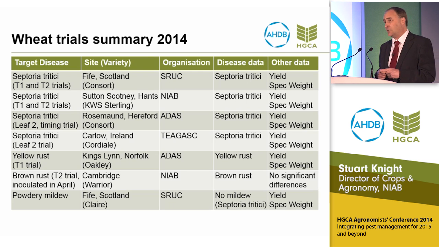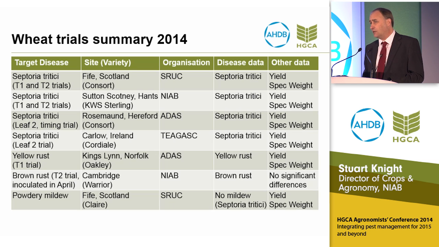And then we have a single yellow rust trial sprayed at T1 and a single brown rust trial which is sprayed at a single timing at T2. And we've taken a slightly different design for that this year. We've actually inoculated that trial for the first time in order to try and generate some higher levels of disease. And finally, there is a powdery mildew trial, which in 2014 didn't generate any powdery mildew, but we did get some Septoria data, and that's been added into the over-trial analysis.